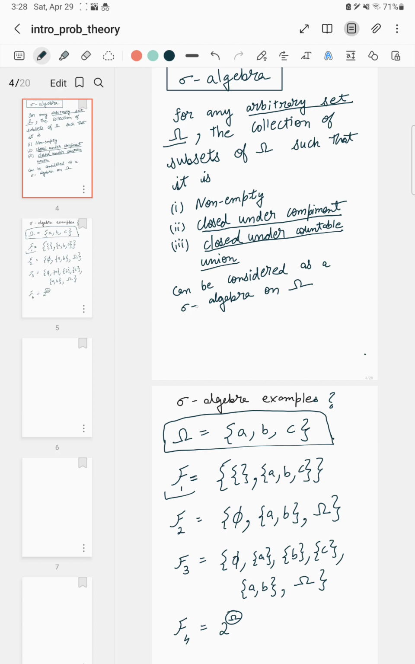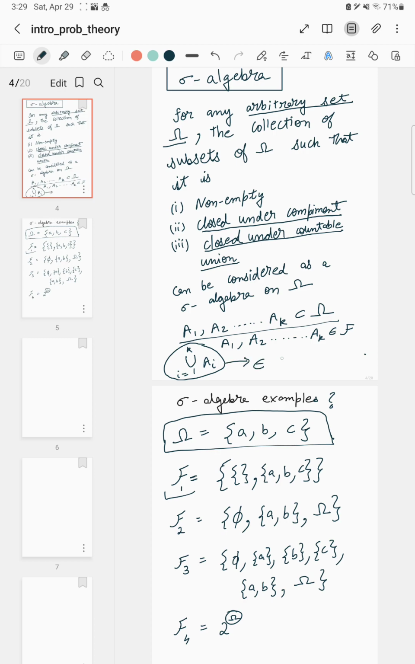Similarly, we can extend this to multiple subsets. For example, we have A1, A2 till AK, all subsets of omega, and all of these are also contained in the sigma algebra F. They also belong to F. Then the union of all of these Ai should also be contained in the sigma algebra F.